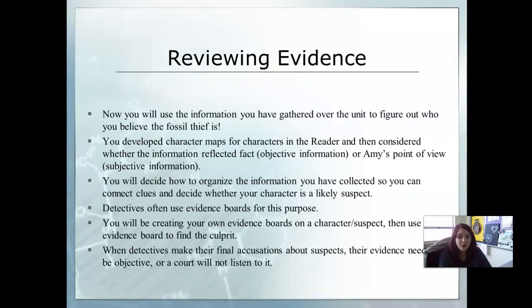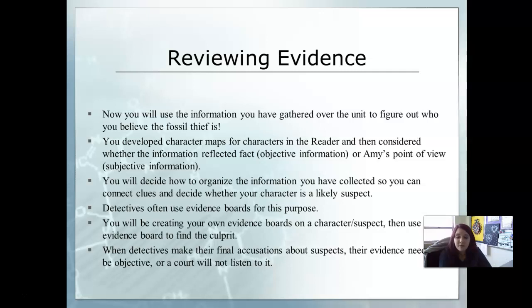Reviewing the evidence. Now you're going to use the information you've already gathered over the unit to figure out who you believe is the fossil thief. You developed character maps for the character and the reader, and then considered whether the information was fact or subjective information, which is Amy's point of view, so it was what she was seeing. You're going to then decide how to organize the information you've collected so you can connect clues and decide whether your character is a likely suspect.